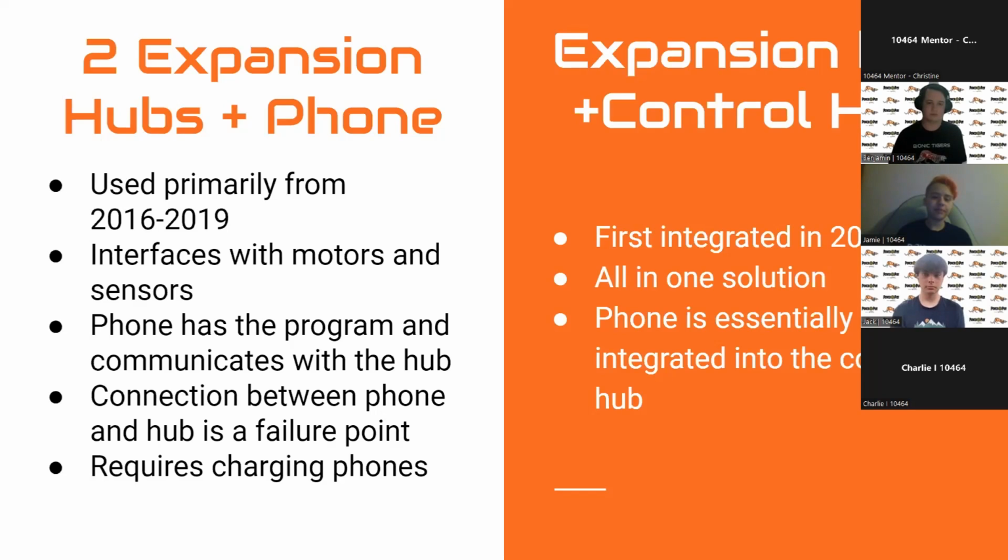Another method is expansion hub and control hub. This was created in 2020. It's kind of an all-in-one solution. It eliminates the phone on the robot because the control hub is able to do what the phone was doing. It's able to download code onto it, and it will do all of that interfacing, all of that communication that the phone was originally going to do.